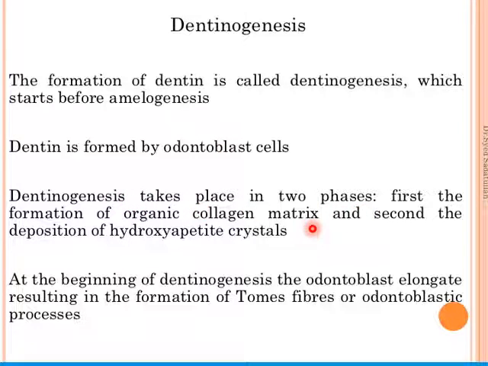Dentinogenesis takes place in two phases. The first one is the formation of organic collagen matrix, which is called predentin, and the second phase is the deposition of hydroxyapatite crystals on this predentin. At the beginning of dentinogenesis, the odontoblast elongate, resulting in the formation of Tomes fibers or odontoblastic process from this odontoblast toward the new dentin formation.